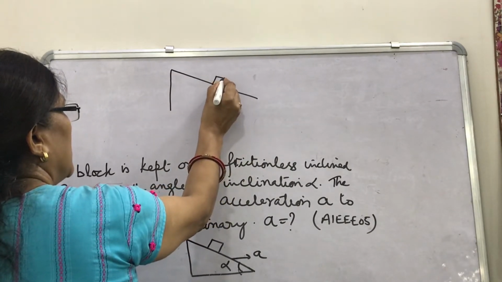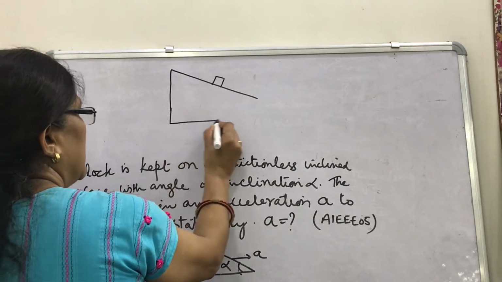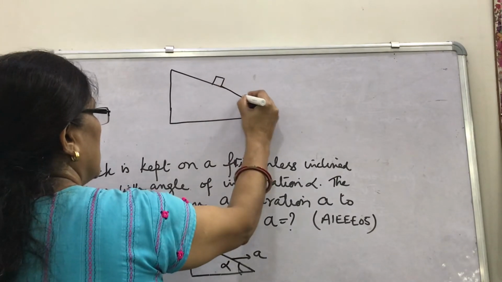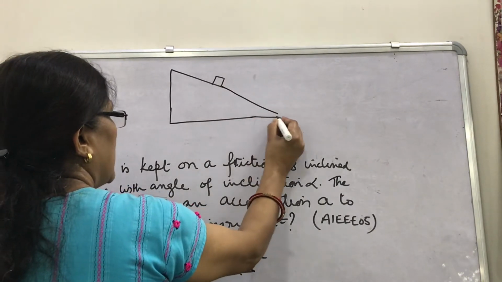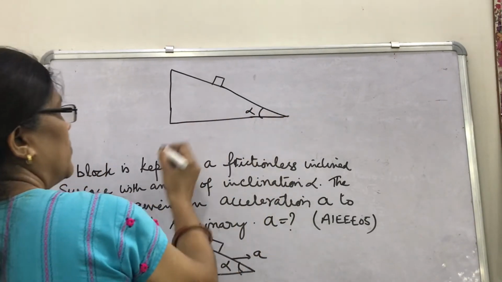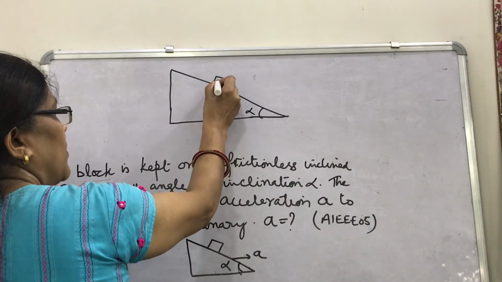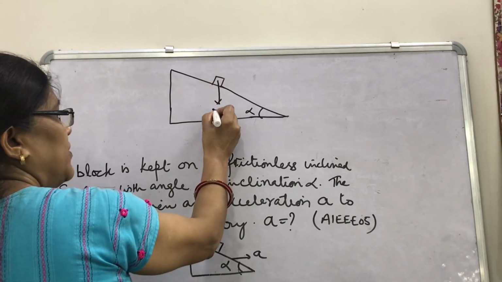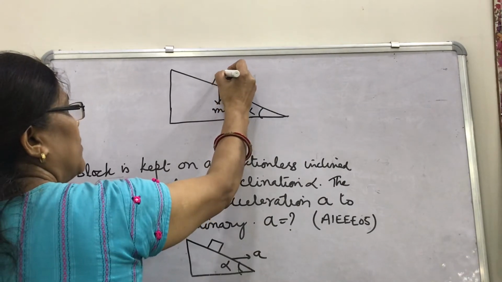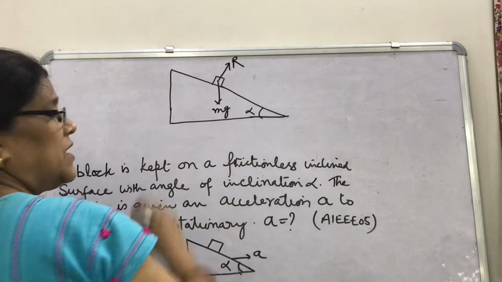This is the block which is placed on the incline, and the angle of inclination is alpha. The weight of the block always acts vertically downward, and the normal reaction acts perpendicular to the surface. So this is R.